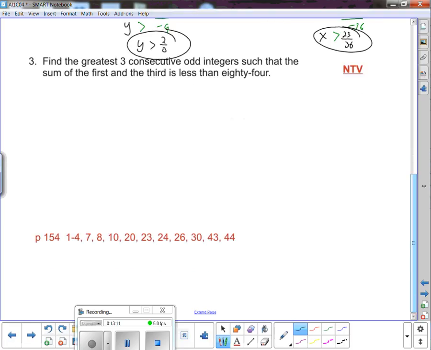Find the greatest 3 consecutive odd integers such that the sum of the first and the third is less than 84. Now, I helped you out. I put the NTV. Some of you won't NTV, and you'll stare at the problem for 40 minutes, which is ridiculous.